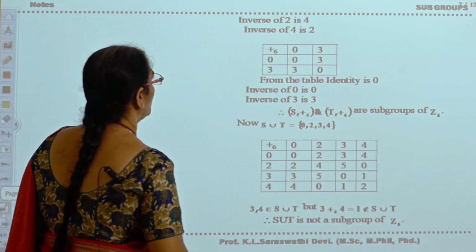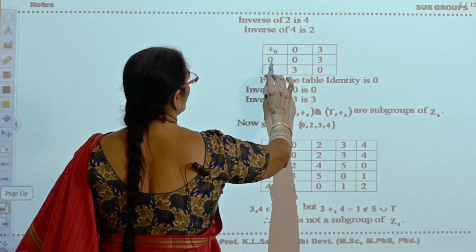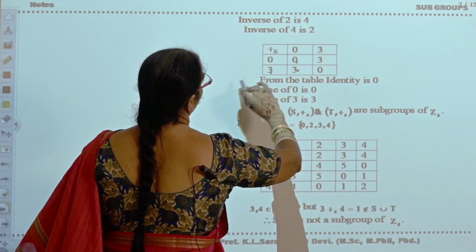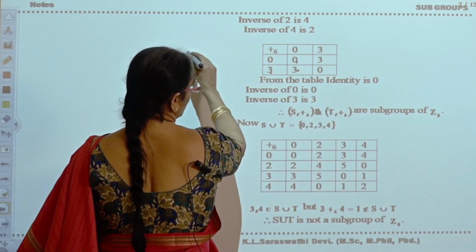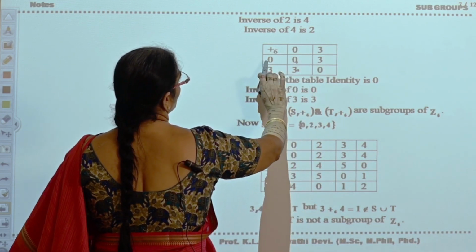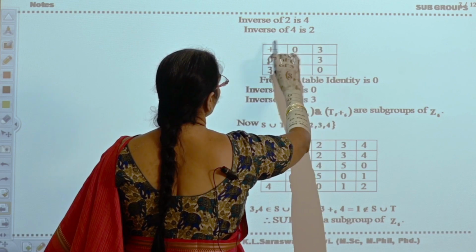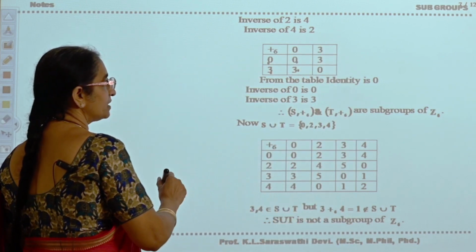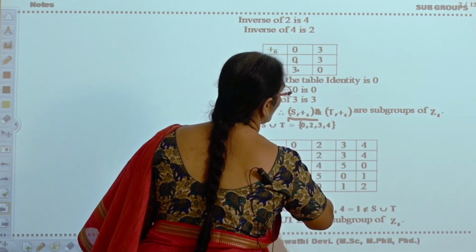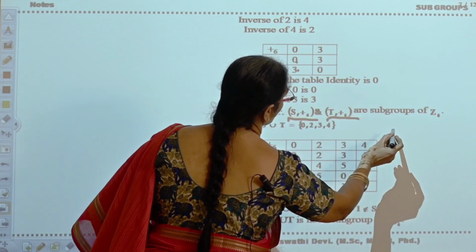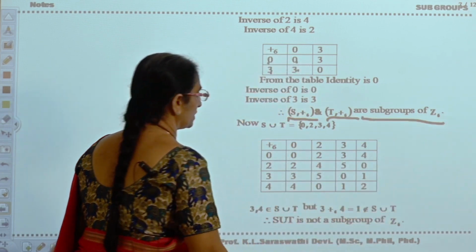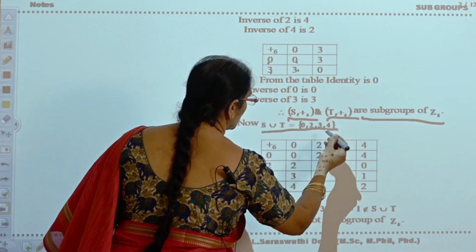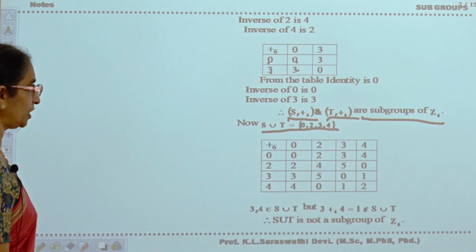See here, this is T: 0, 3. So 0, 3, 3, 0 if you take, this is also a subgroup. Now S6, S addition modulo 6, and T addition modulo 6 are subgroups of Z6. If you take S union T, that is 0, 2, 3, 4.